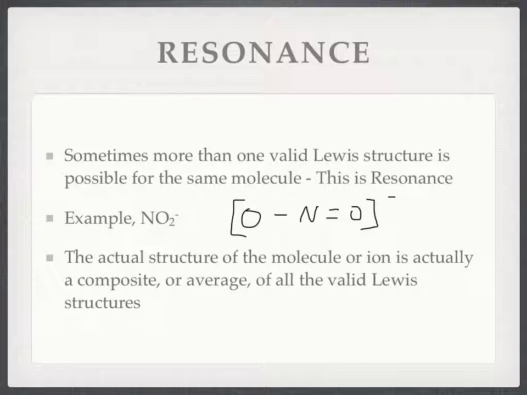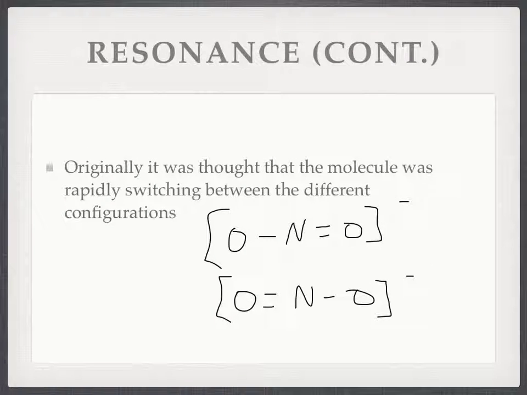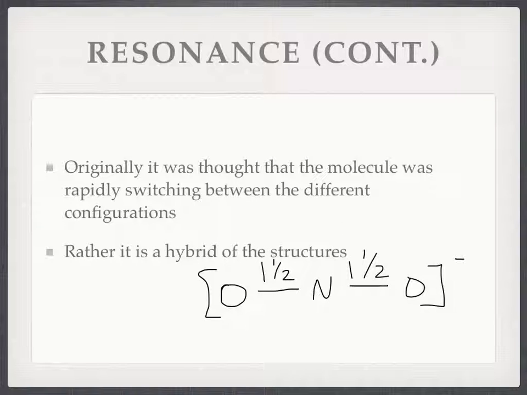What they found out is that all of these are valid, and the actual thing is a composite of the different structures that you could possibly have. So it's a mixture between those two in reality. But we can't really draw that. Originally they thought that maybe this pair of electrons is just flipping back and forth between those two structures. But later they figured out that's not really what's happening. What is happening is it's more of a hybrid.